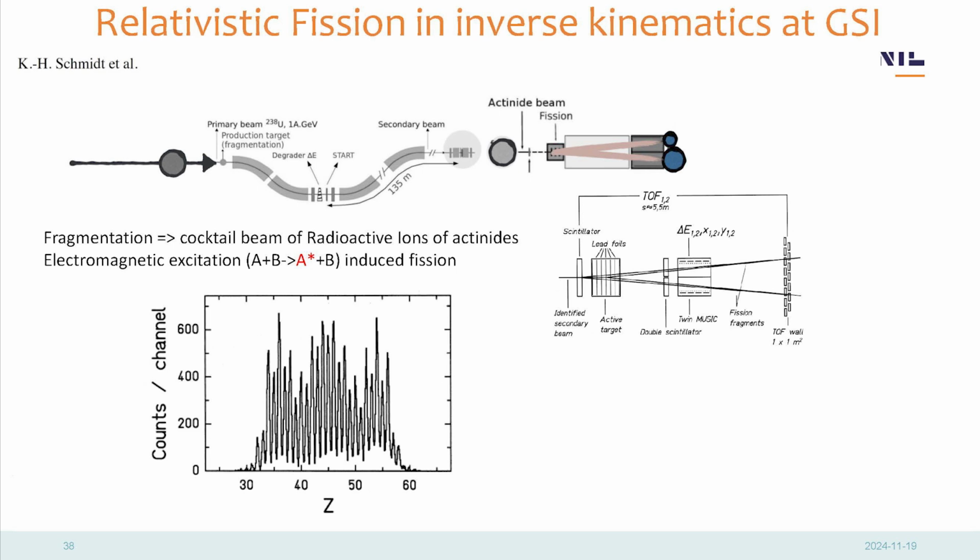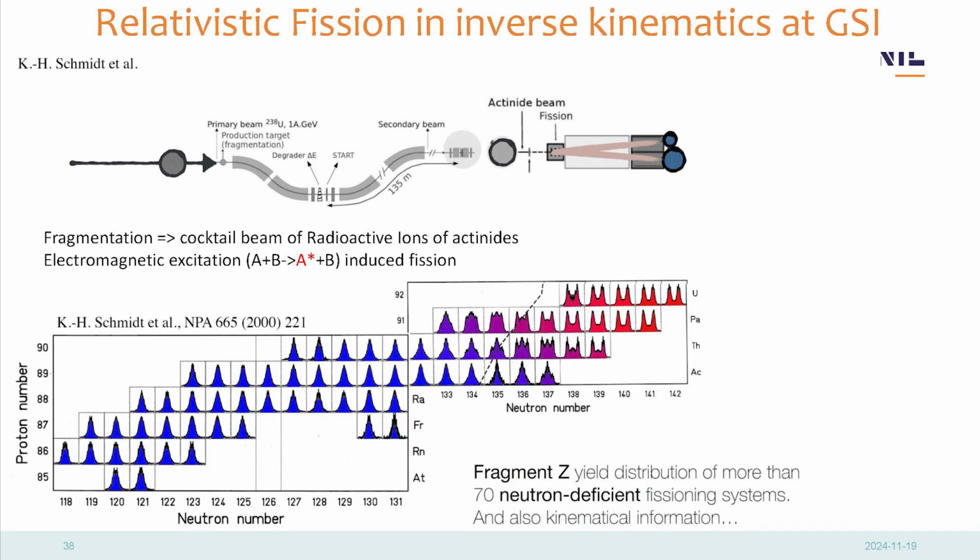I think this one I forgot for which system it is, I'm sorry. But basically, the second aspect of this is that you can measure in one experiment 70 systems. Okay? So this is the charge distribution as a function of the neutron number and proton number of the fissioning system. So this is a very impressive work because you can now look in charge, not in mass, how the, let's say, fission distribution changed as a function of the composition.